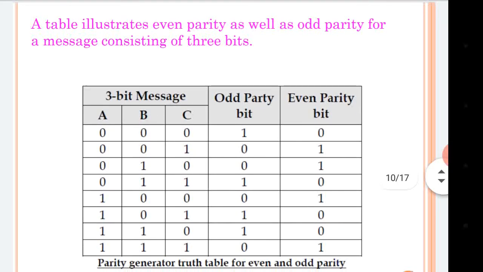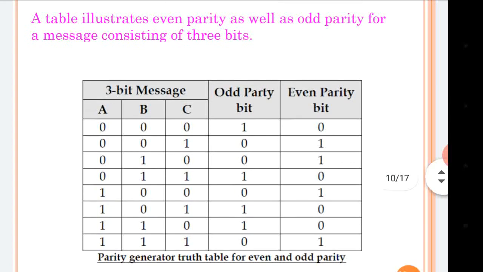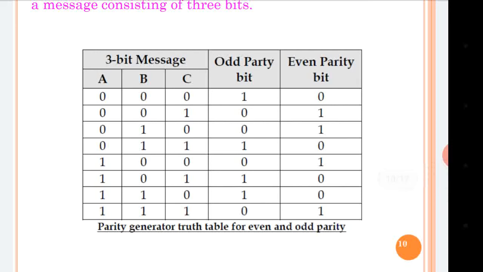A table illustrates even parity as well as odd parity for a message consisting of 3 bits. Now observe, A, B, C are the 3-bit message input, and there are 2 columns for the output, the odd parity bit and the even parity bit. For the time being, let us focus on the first column and forget about the second column, that is the even parity bit. So forget about that.